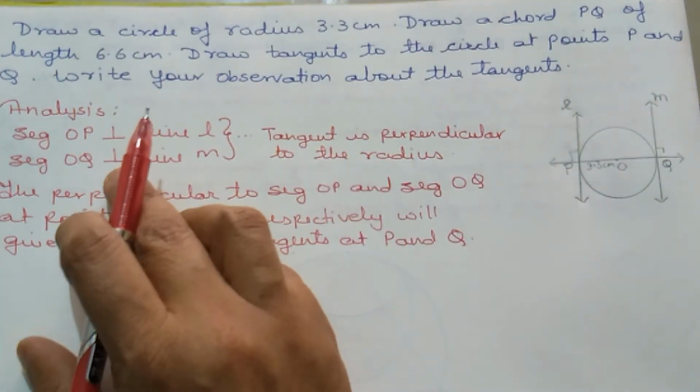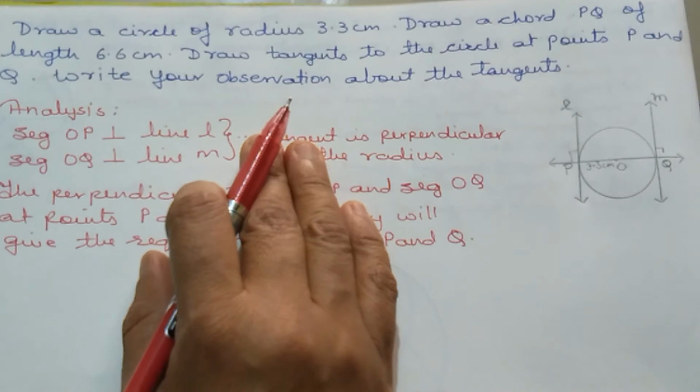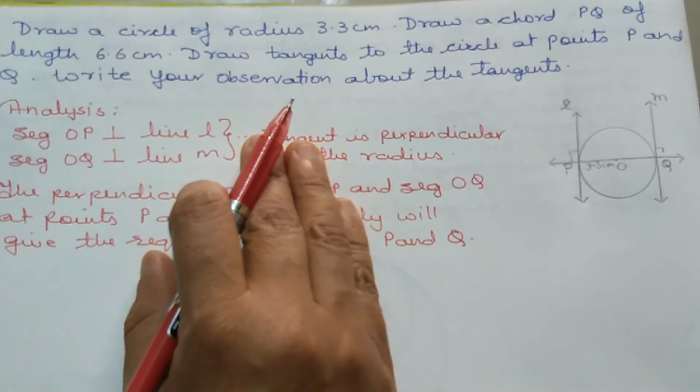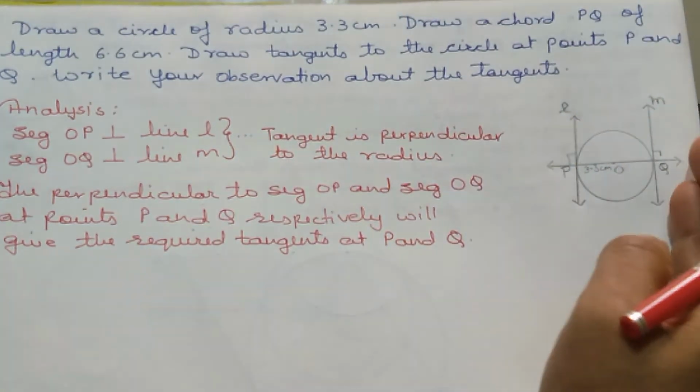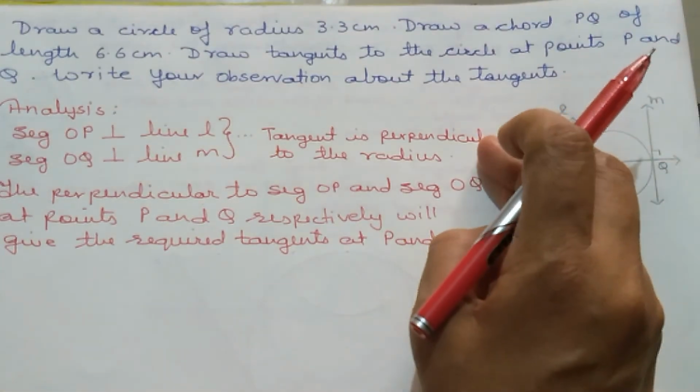So analysis, this is the same as the first sum. Using the center you have to draw the two tangents, but here you have to draw two tangents, on the right hand side as well as on the left hand side.